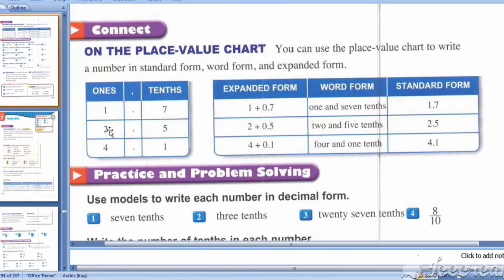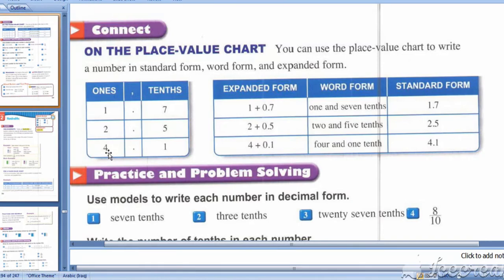And then we have 2.5. Write 2, just 2, because 2 is ones. After that, from the point, put the plus, and after that we have 5 tenths. 5 tenths means 0.5. And 2 and 5 tenths, we have 2.5.